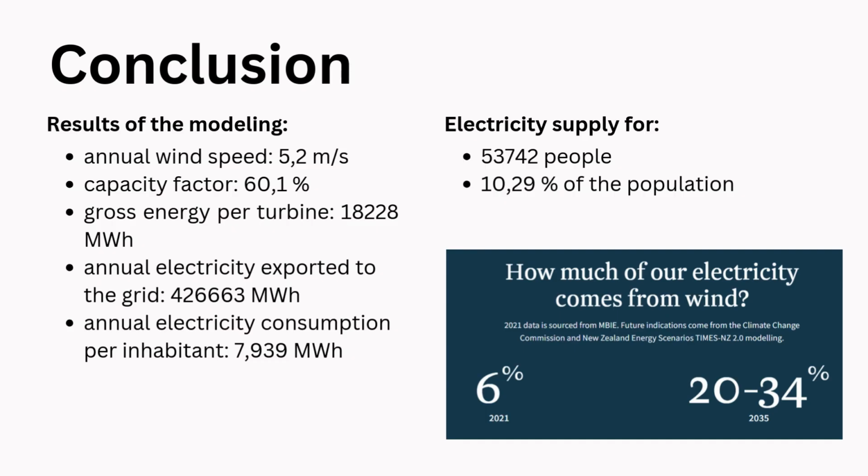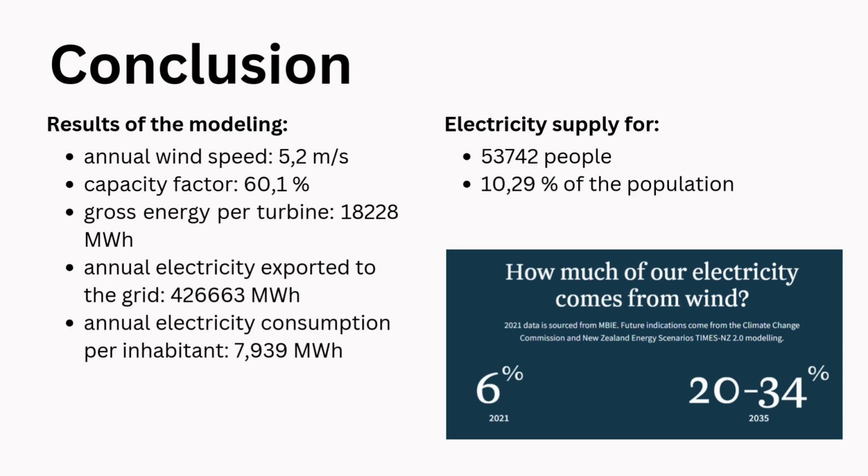So at the end, our conclusion to our project. You see on the left side the result of the modeling. For example, the annual wind speed calculated by the software is 5.2 meters per second, very high. Or the capacity factor with 60.1% is also very high, because normally it's around 40%.